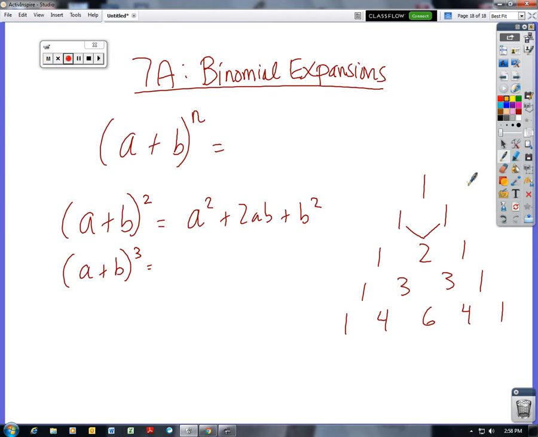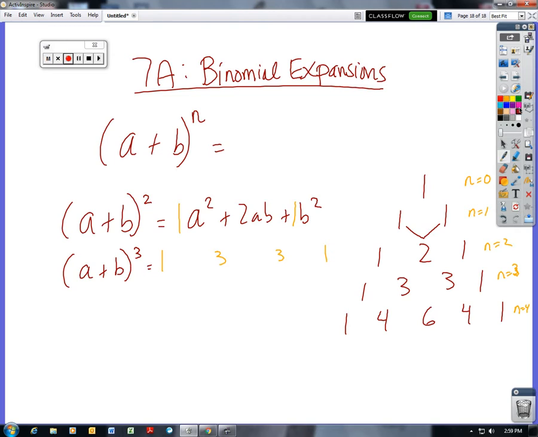The first row, 1, is called the 0 row, n equals 0, and then this is row 1, row 2, row 3, row 4. I've labeled them with n's because that matches this n here. So when n is 2, notice the coefficients are 1, 2, 1. When n is 3, I'm going to use row 3, and the coefficients will be 1, 3, 3, 1. So when I expand, I'm going to space out these coefficients.